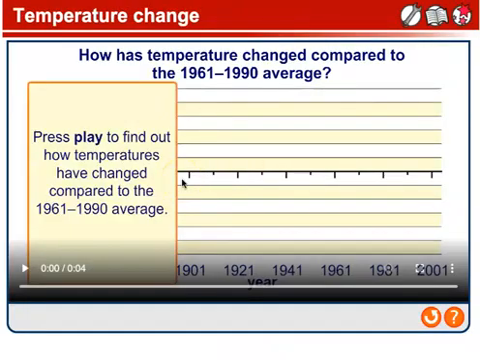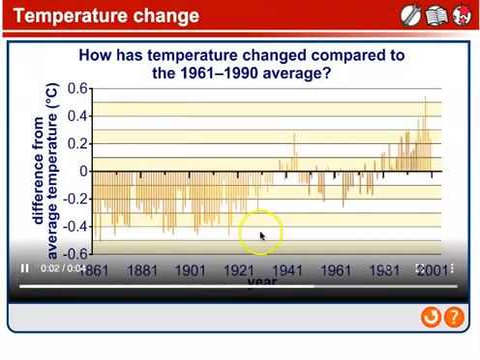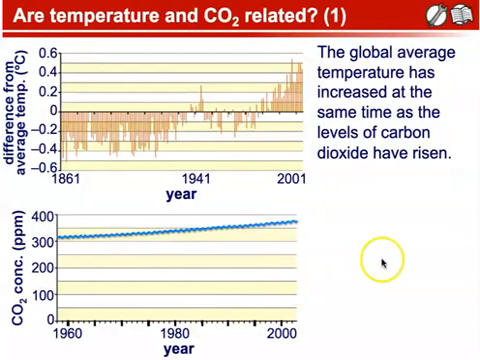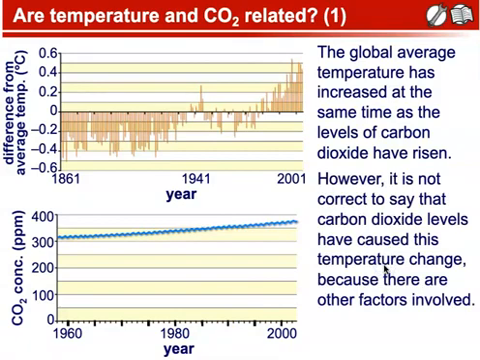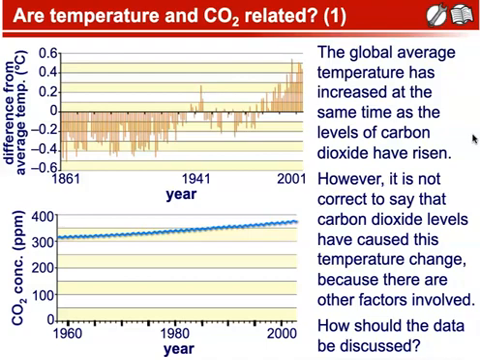How has temperature changed compared to the 1961 to 1990 average? So we see starting here, 1961 to 1990 average. Prior to that time, data looked a little bit different. The global average temperature has increased at the same time as the levels of carbon dioxide have risen. However, it is not correct to say that carbon dioxide levels have caused this temperature change, because there are other factors that are involved. So how should the data be discussed?